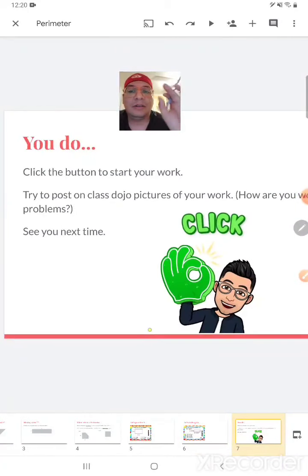Of course, this is your time to do it. It's time for you to put into practice what you've learned on perimeter. Click the button to start your work. Don't forget down here, click, click, click. See my little guy there going click, click, click, click it, push it, press it.